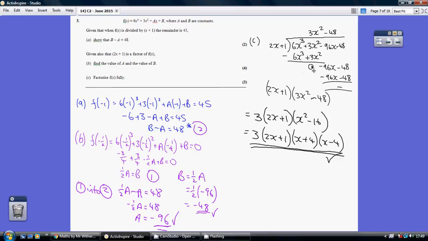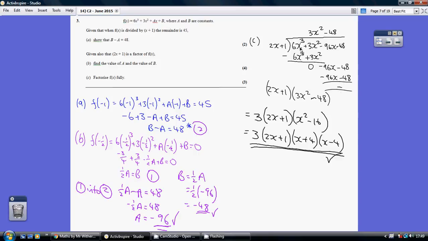Normally we'll have some x squareds and we'll just draw down the next term here. But as we've got 0, we choose to draw down both the next two terms. So we draw down the minus 96x and the minus 48, and we start our next cycle. What times 2x gives us minus 96x? Well, that's minus 48. Minus 48 times our 2x gives us a minus 96x, and minus 48 times plus 1 is minus 48. Take this away from the above and we get 0 as we knew.